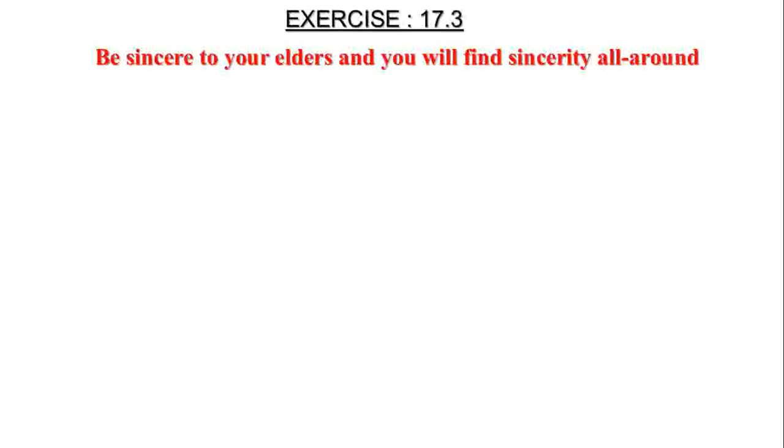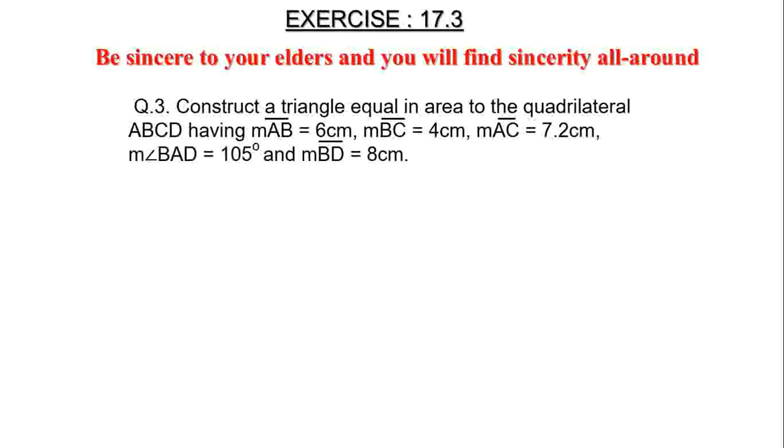Exercise 17.3. In question number 3 we are required to construct a triangle equal in area to the quadrilateral ABCD having measure AB 6 cm, measure BC 4 cm, measure AC 7.2 cm, measure angle BAD 105 degrees and measure BD 8 cm. Consider the statement once again: construct a triangle equal in area to the quadrilateral ABCD. It means that we are required to draw a triangle on the basis of quadrilateral ABCD.